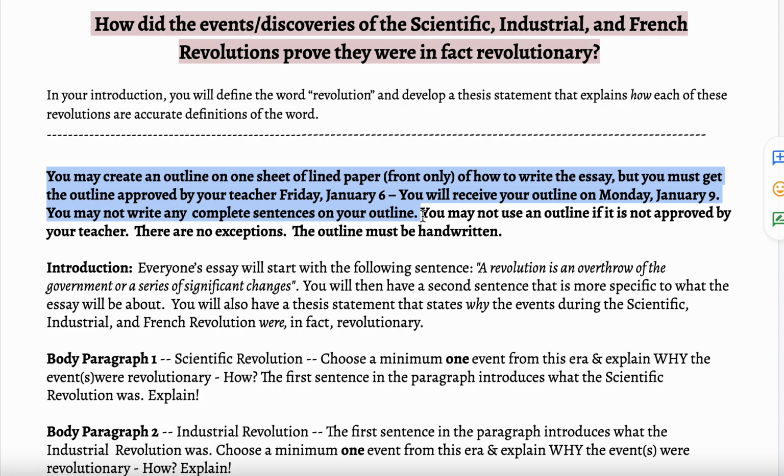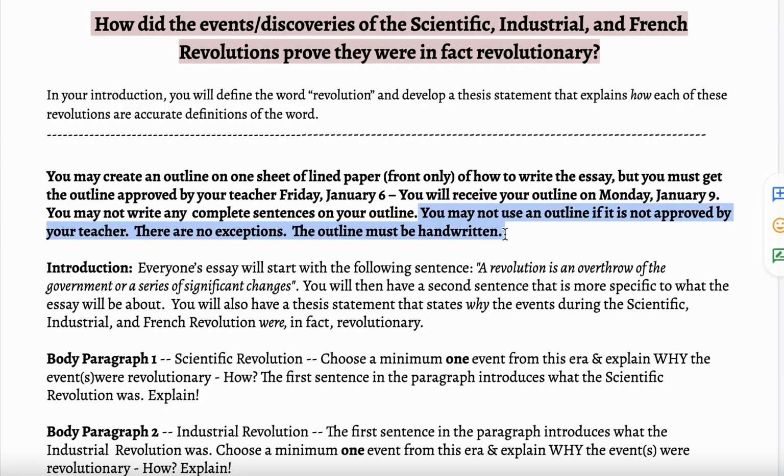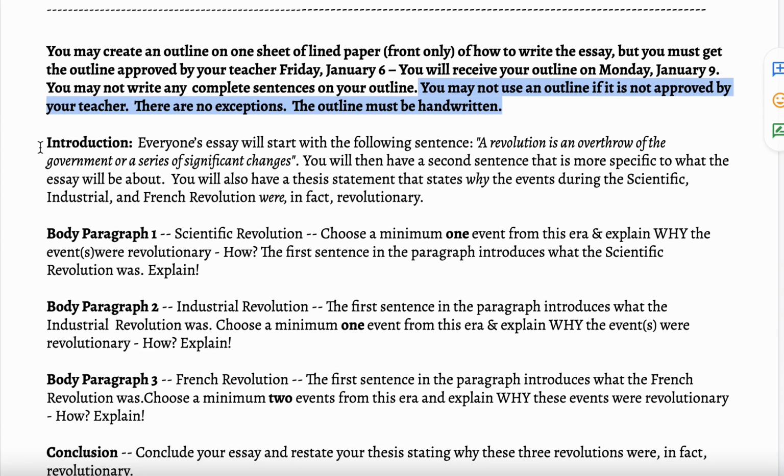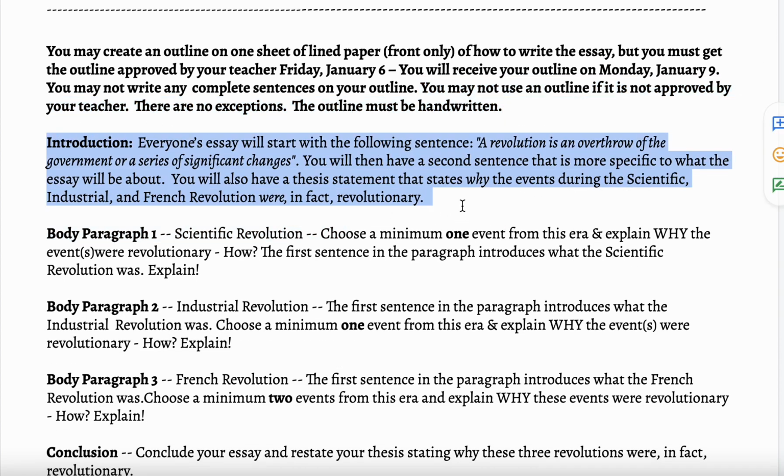Ms. Jordan and Mr. Berry will then determine if your outline is acceptable to use for the essay, and then we will let you know before the essay. You'll turn in the outline Friday, January 6th, and then on Monday, January 9th, you'll get your outline back with hopefully edits, and or it will tell you whether or not you can use the outline. If you don't have the outline approved by the teacher, it can't be done. No exceptions.